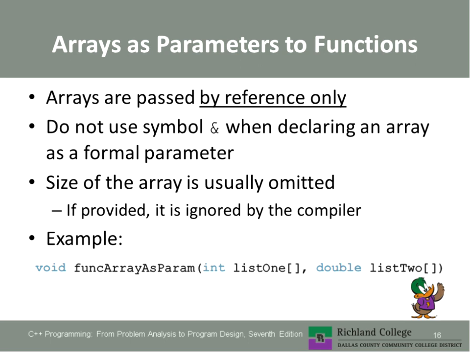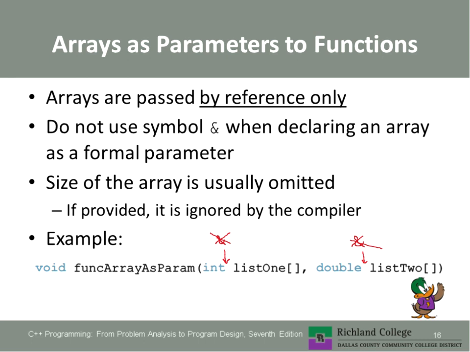Now, arrays are passed by reference only. So you do not have a choice. Okay? You do not have a choice to pass it by value, and you can see that you will not have to specify that these identifiers are passed by reference, because you don't have any option. So you do not have to say it is passed by reference, because all arrays are going to be passed as reference, and there is no other way.